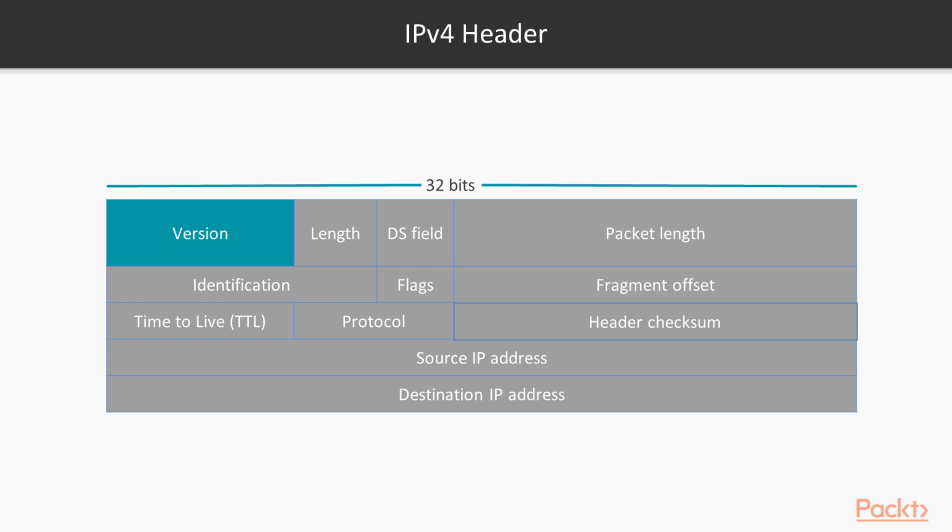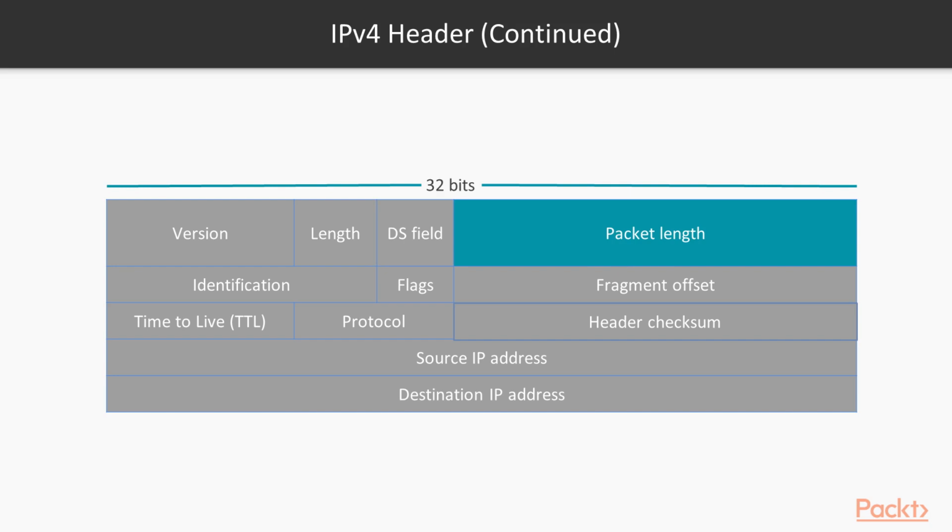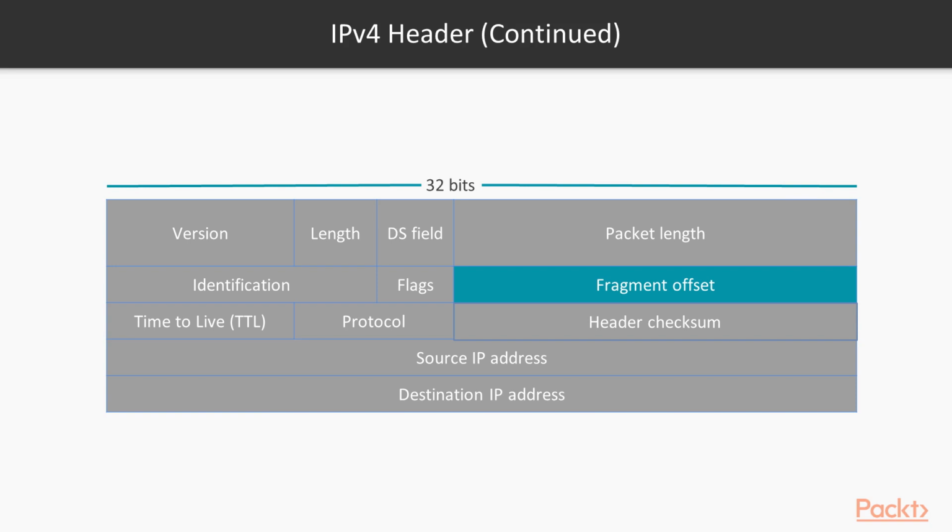Version field shows the IP version, and obviously for IPv4 it is 4. Length shows the header length, because we may have some optional fields that may make the header length a variable value. DS field, or differentiated services field, is used inside QoS, or quality of service, which prioritizes the packets for processing. Packet length shows the packet length, obviously. The next three fields are involved in segmentation. Identification, flags, and fragment offset show how a TCP segment or UDP segment is divided into different IPv4 packets.